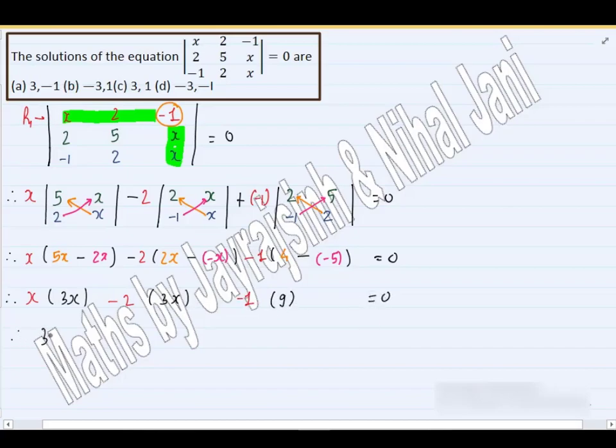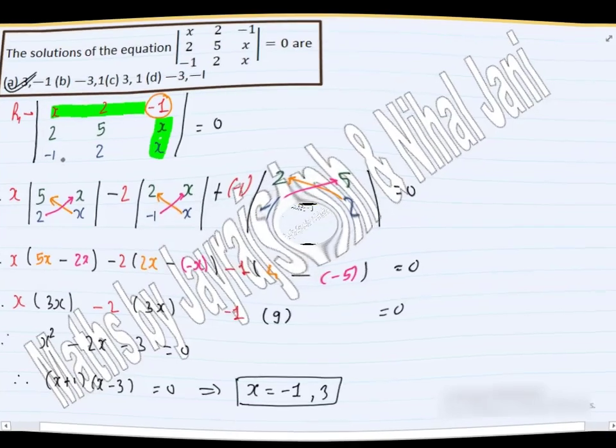Or we can say we will get 3x square minus 6x minus 9 is equal to 0. Or we can take 3 common, which will give us x square minus 2x minus 3, which has the factors x plus 1 and x minus 3 is equal to 0. So here we'll get x is equal to minus 1 or 3. Ta-da! Option A is your final answer.